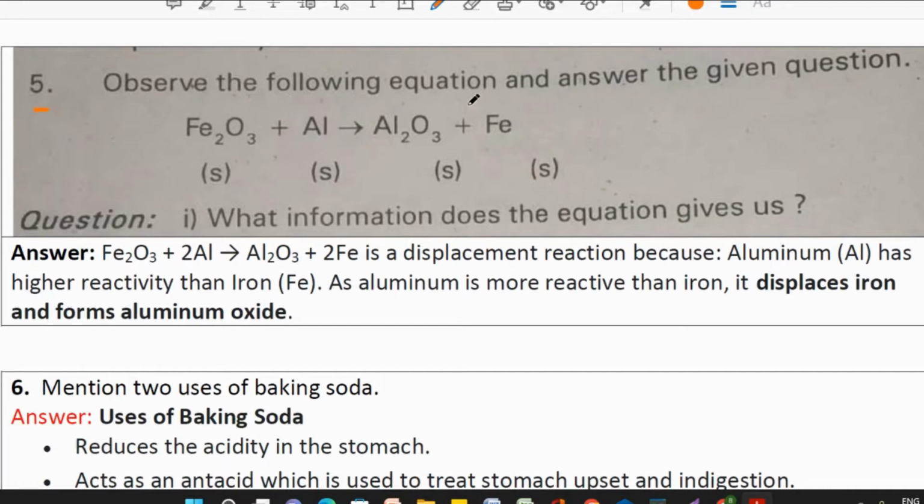Fifth question. Observe the following equation and answer the given question. Ferrous oxide plus aluminum gives Al2O3 plus iron. What information does the equation give us? So this is a displacement reaction because aluminum has higher reactivity than iron. As aluminum is more reactive than iron, it displaces iron and forms aluminum oxide. So this Al2O3 is aluminum oxide.